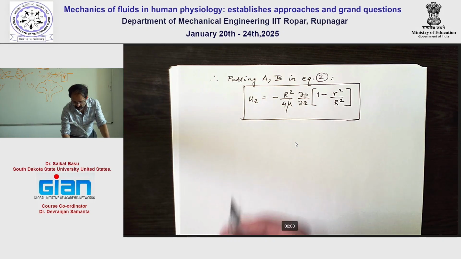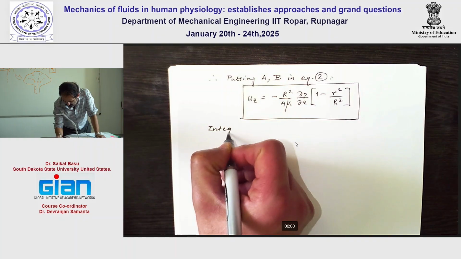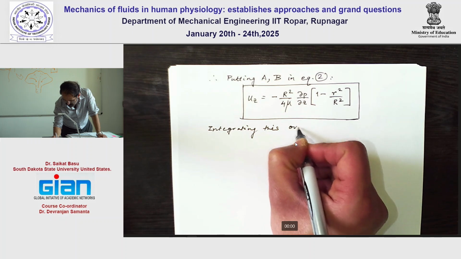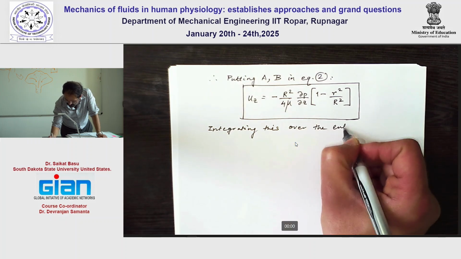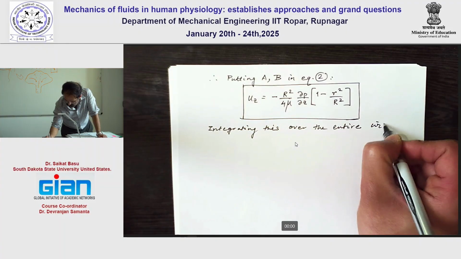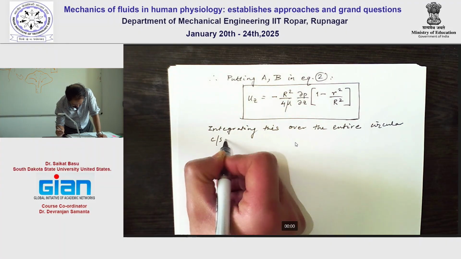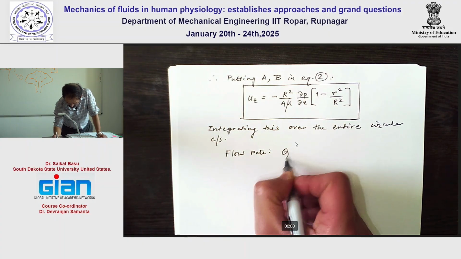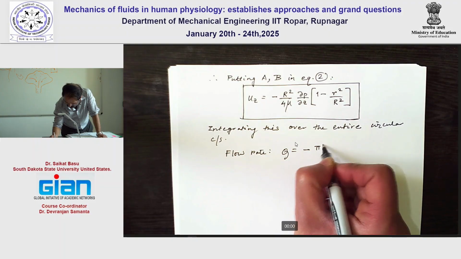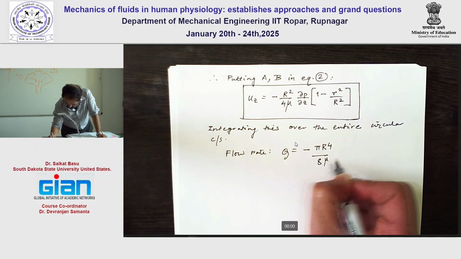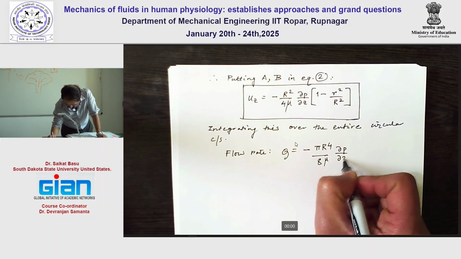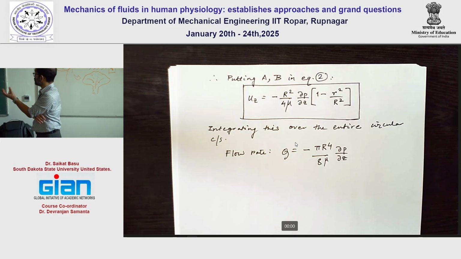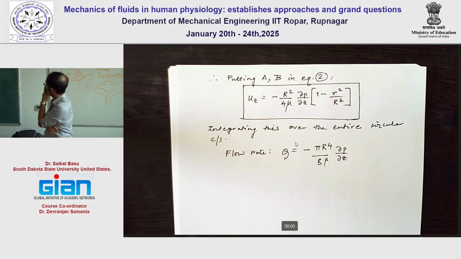So integrating this over the entire circular cross-section, we have the flow rate Q is equal to minus pi R to the fourth over 8 mu, times del P del z. I'm not showing the intermediate steps, you can do it on your own. Use that uz formalism to cover that entire area.